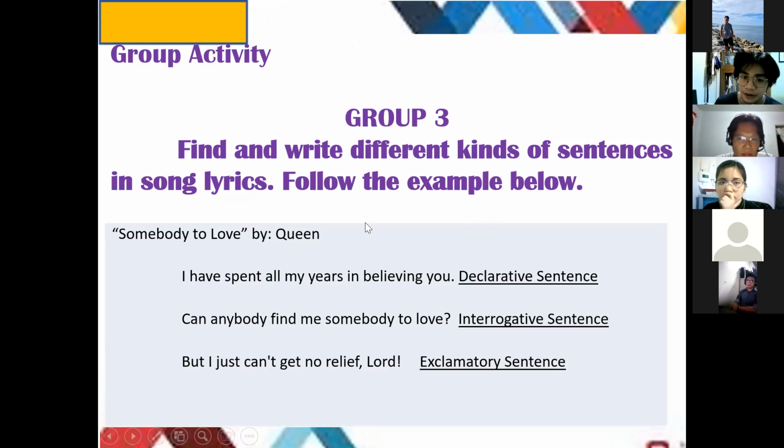So I found some kinds of sentences here. For example, "I have spent all my years in believing you." That is a declarative sentence. "Can anybody just find somebody to love?" And "but I just can't get no relief, Lord."